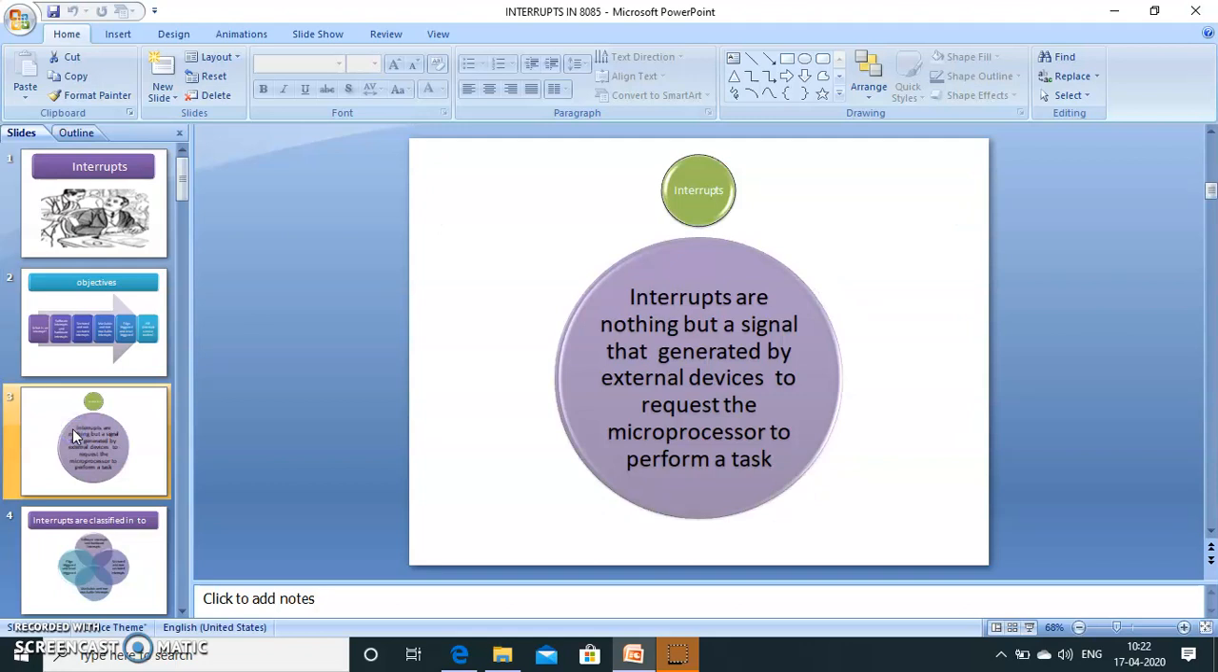Let us go to interrupts. Interrupts are nothing but a signal generated by an external device to request the microprocessor to perform a task. Whenever an interrupt occurs, the microprocessor will stop the currently running program and jump into the ISR, that is, the interrupt service routine. After completing that ISR, it comes back to our main program.